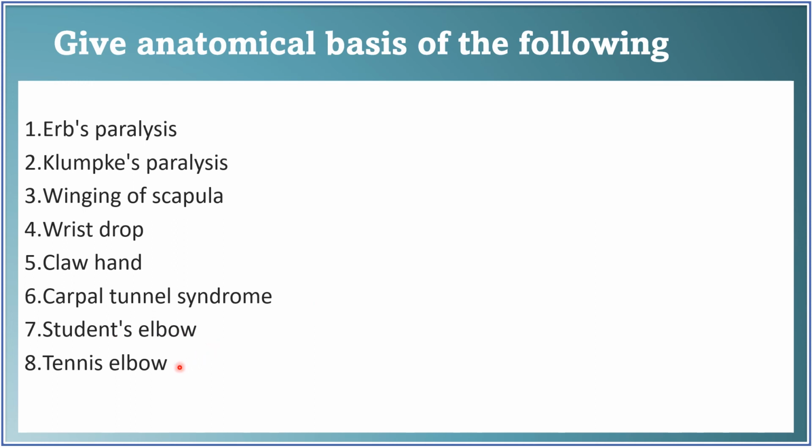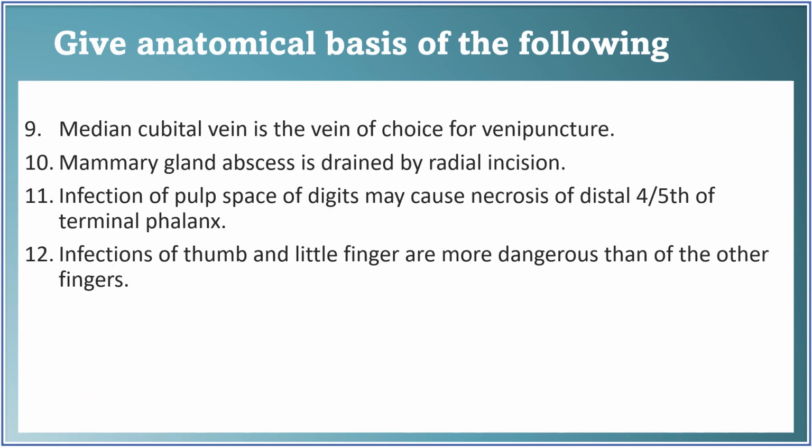Student's elbow, similarly, where exactly the injury is, at the lower end of the humerus. Tennis elbow also, which condyle is involved. Then we have the median cubital vein, why it is the choice for venipuncture, right? Then mammary gland abscess should be drained by radial incision. What is the anatomical basis for that?